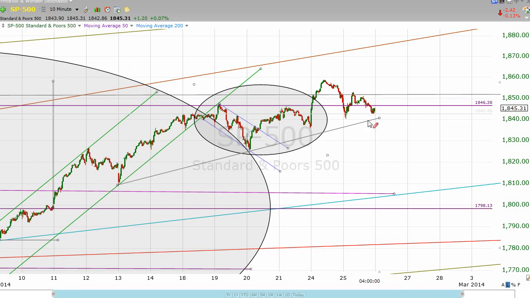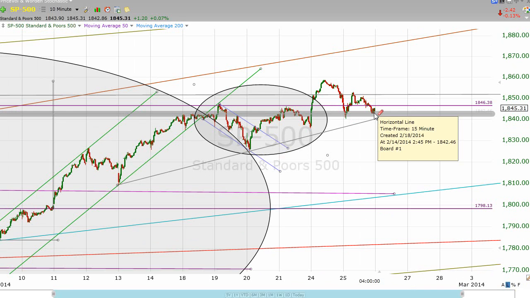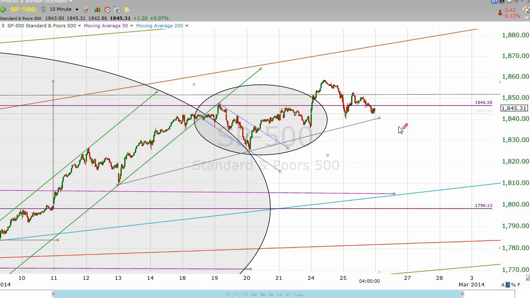I've drawn this little support line right here, and you can see we had a low set kind of early in the day, and then we closed very near that low at the end of the day today.